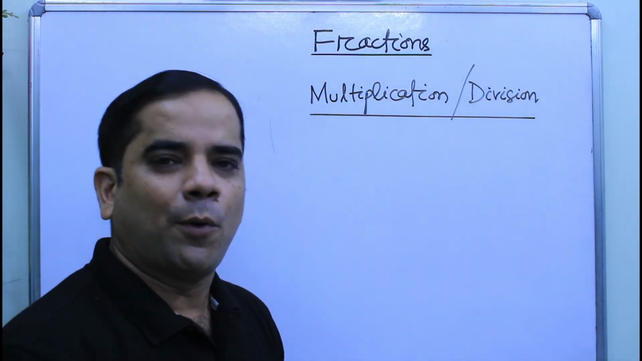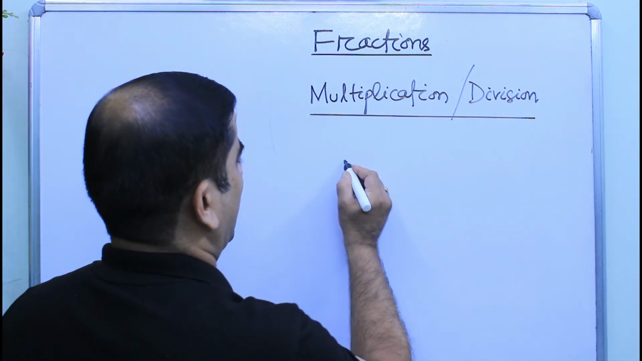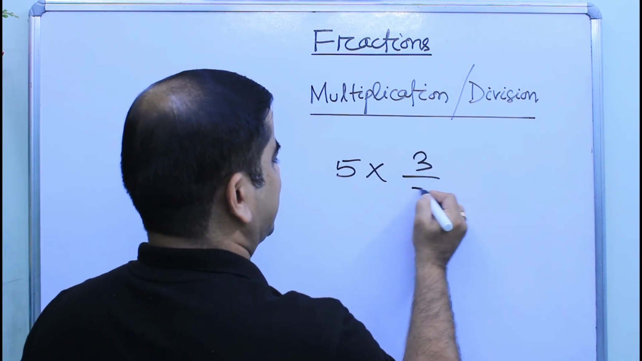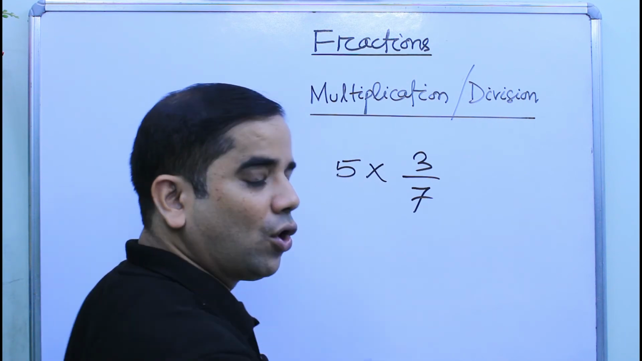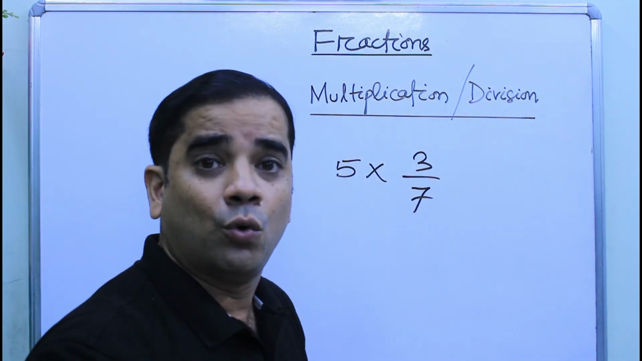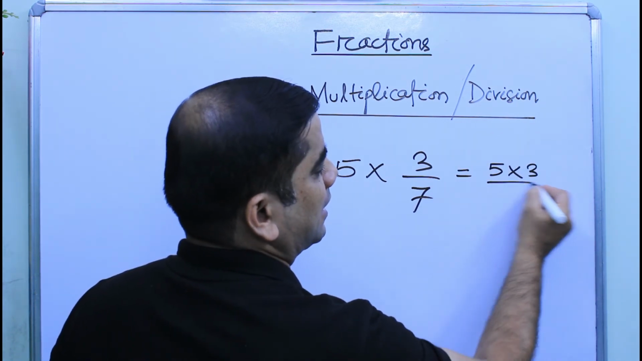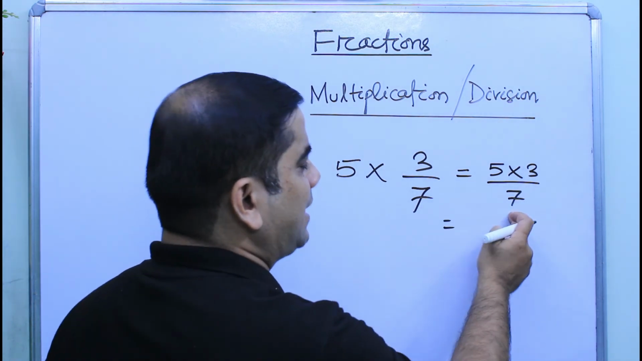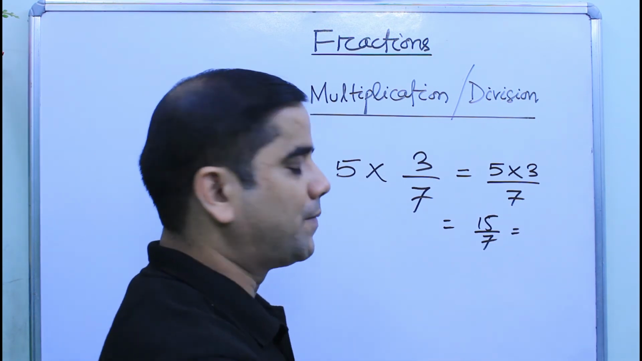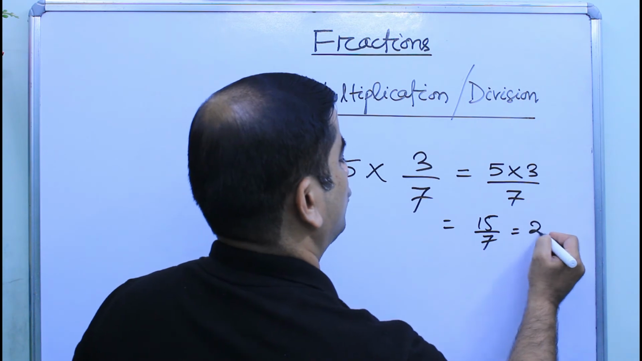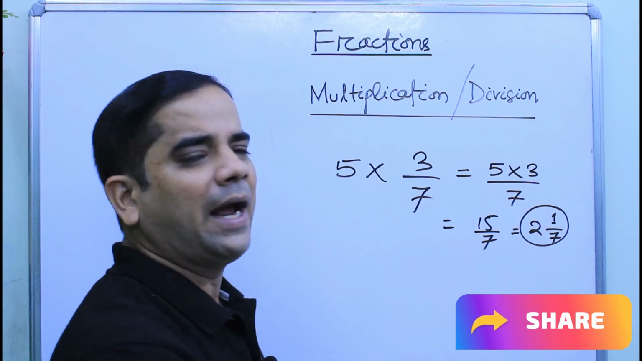Okay, students, suppose we need to multiply a fraction with a whole number. Then what happens? Let us see. Suppose I have 5 into 3 by 7. As we have already discussed, the number 5 always has the denominator 1, so we need not bother about that. We just need to multiply the numerators and the denominators, because 1 into 7 is 7. So 15 by 7. Again, we need to convert the improper fraction into a mixed fraction, that is 2 whole 1 by 7. So this is the final answer of 5 into 3 by 7.